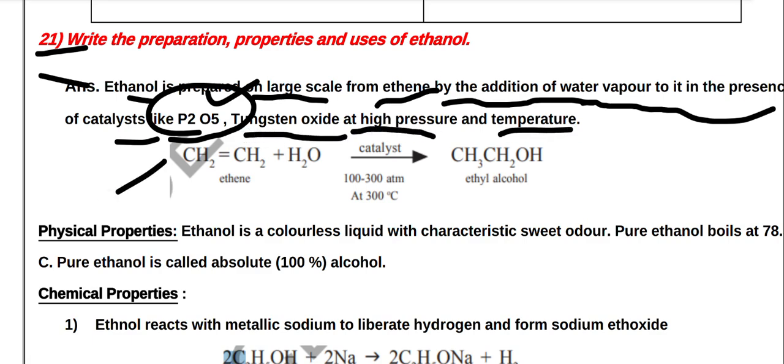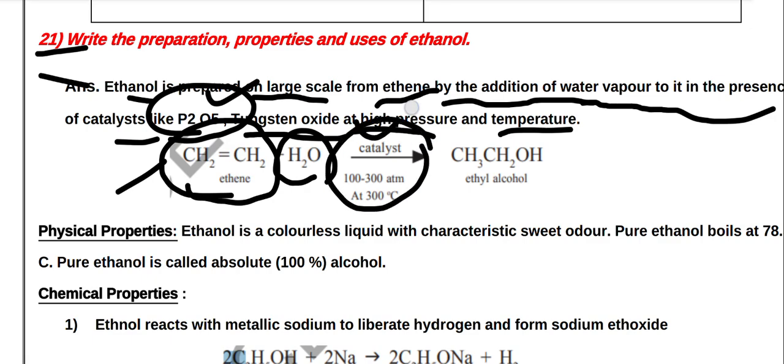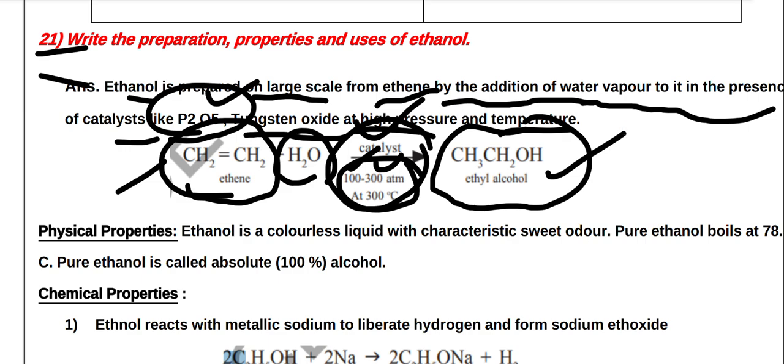You can see here it is ethene, CH2 double bond CH2, heated in the presence of water in the presence of catalyst, 100 to 300 atmosphere pressure at 300 degrees centigrade temperature. What is releasing here? Ethyl alcohol is releasing.